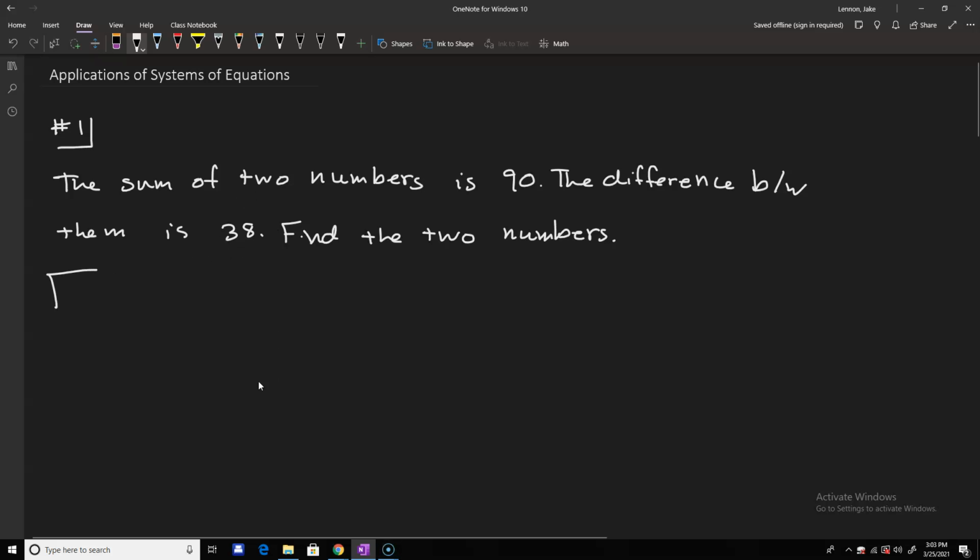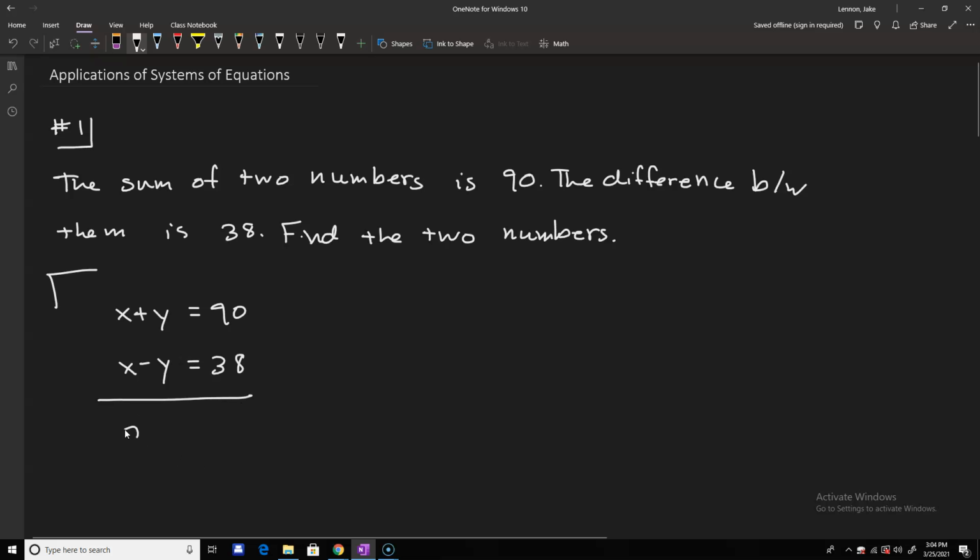The sum of two numbers is 90, and the difference of them is 38. Find the two numbers. So if you call one number x and the other number y, we know that x plus y has to add up to 90. And then if you take their difference, x minus y, that would be 38. So very quickly you see the system of equations. This is already set up for elimination. You can just add both equations together.